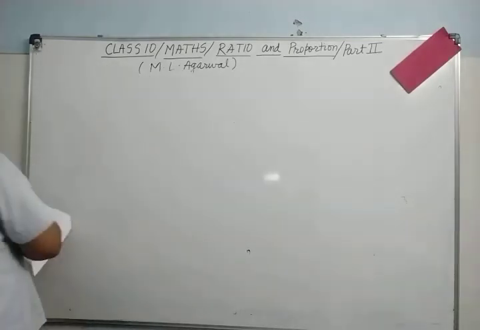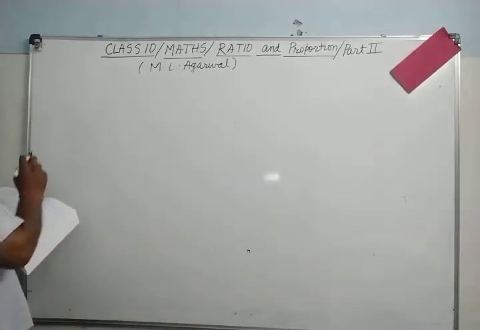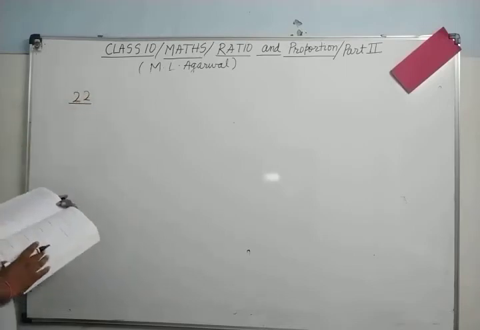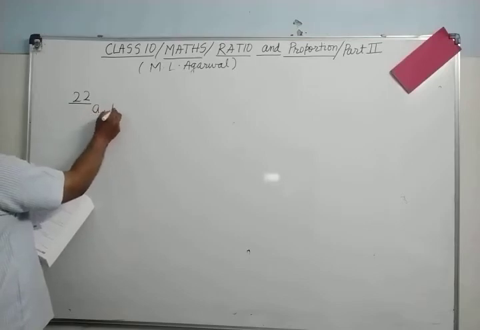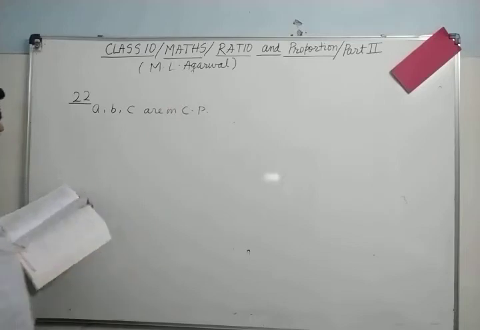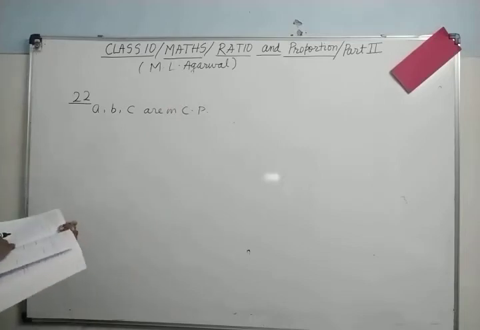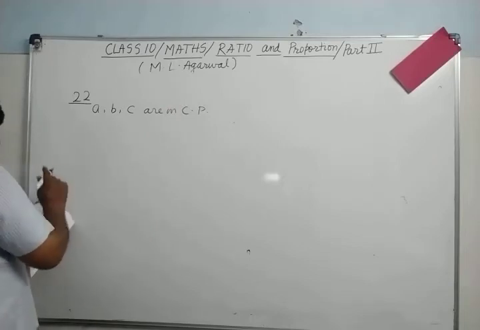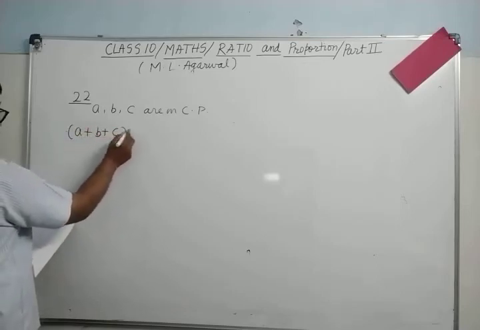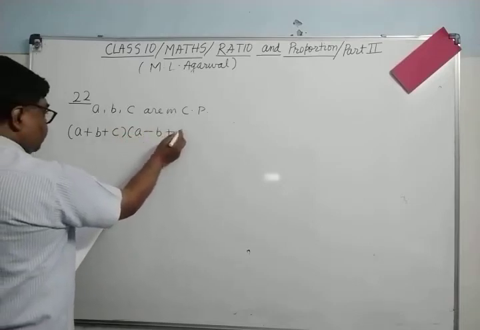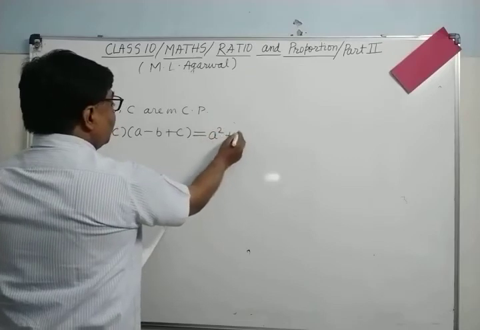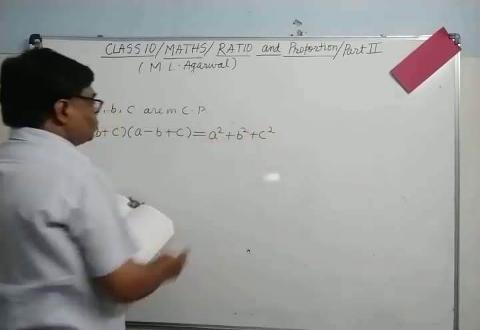Question number 22. Here it is given A, B, C are in continued proportion. This is given, and you have to prove this. I am taking the last part: (A plus B plus C)(A minus B plus C) equals A square plus B square plus C square.